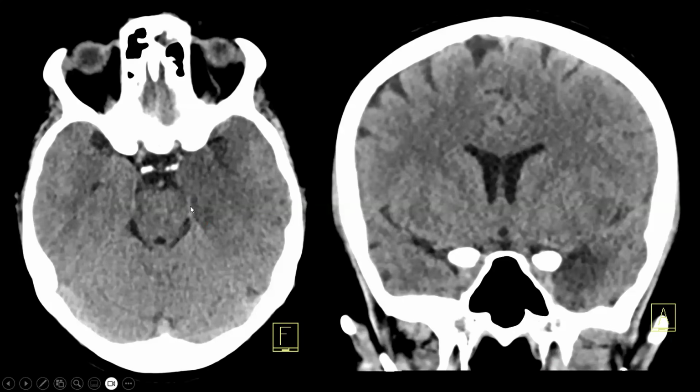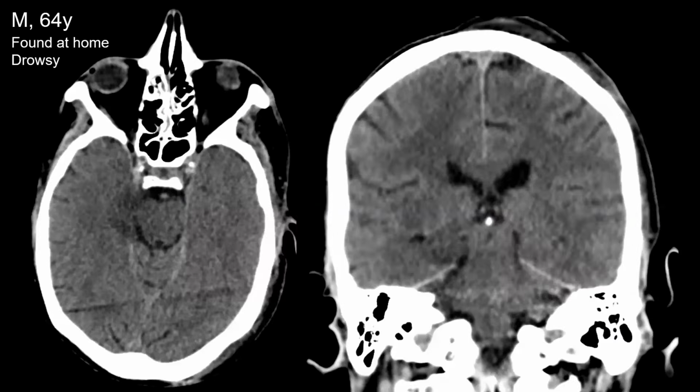Here's another example of a young woman who was brought to the ER because of status epilepticus, and we clearly see edema involving the left temporal lobe, both on the axial image and on this coronal image. This was also herpes encephalitis, and here it is more subtle, but look very closely.